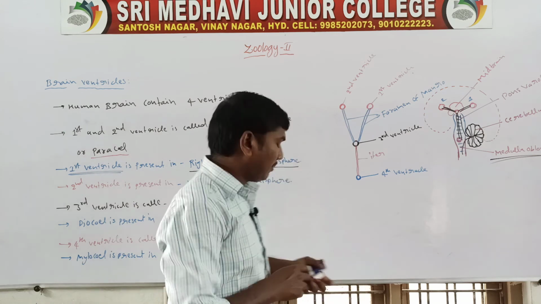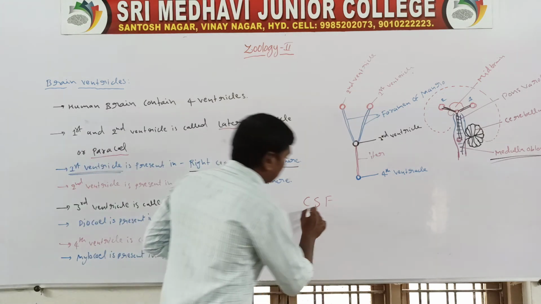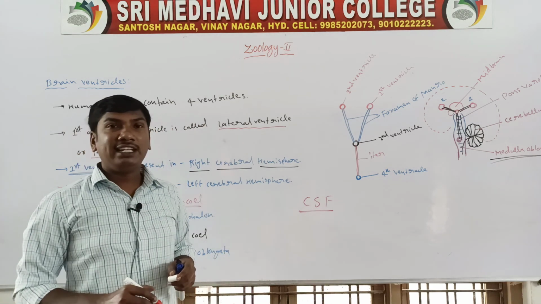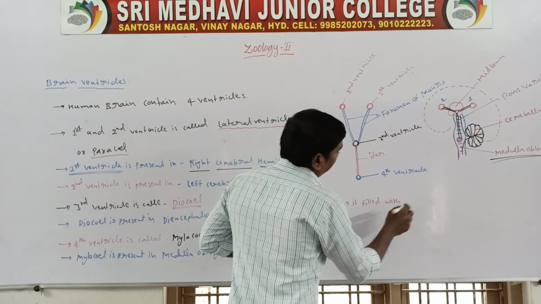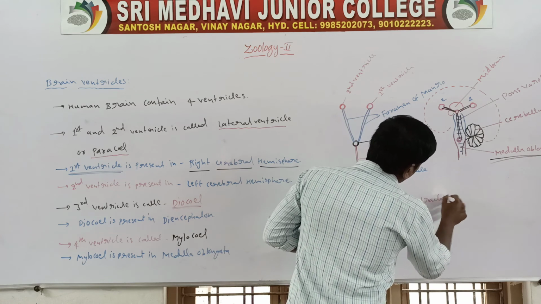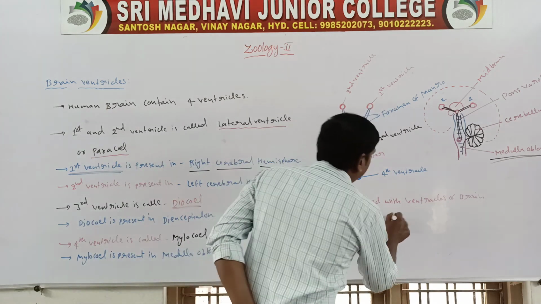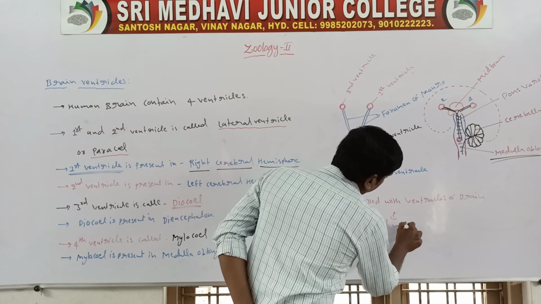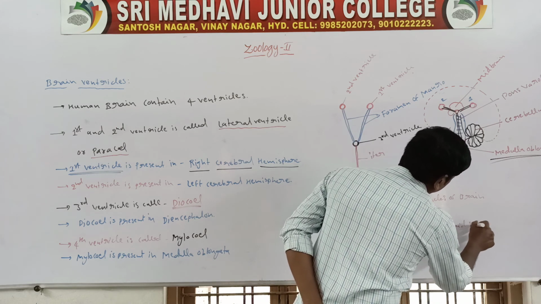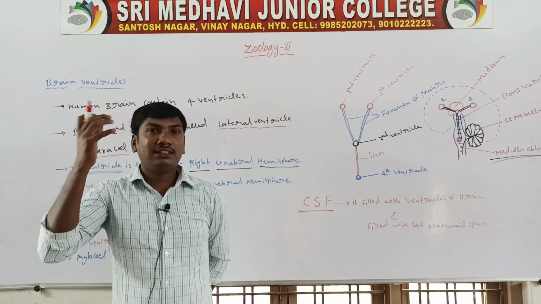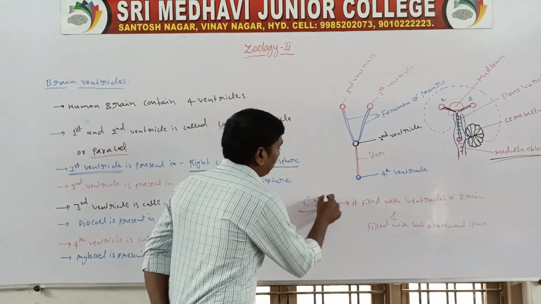Next one, CSF, cerebrospinal fluid. The cerebrospinal fluid fills the ventricles of the brain and the subarachnoid space. The four ventricles are filled with fluid, and the subarachnoid space is filled with the fluid. That fluid is called cerebrospinal fluid.